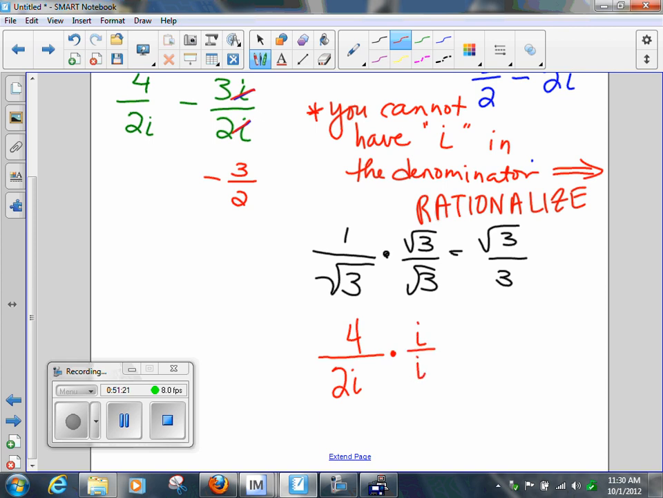Multiply by 1 in the form of i over i. And now let's multiply. 4 times i is 4i. 2i times i is 2i squared, correct?